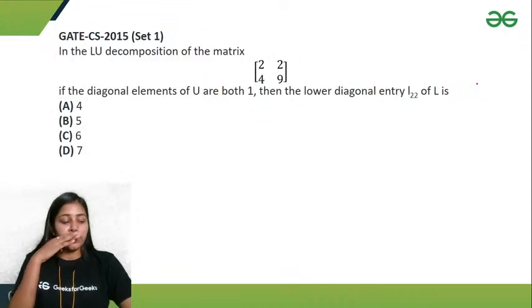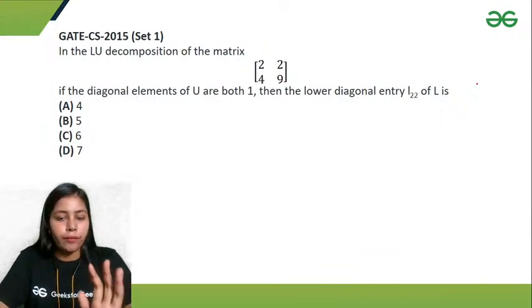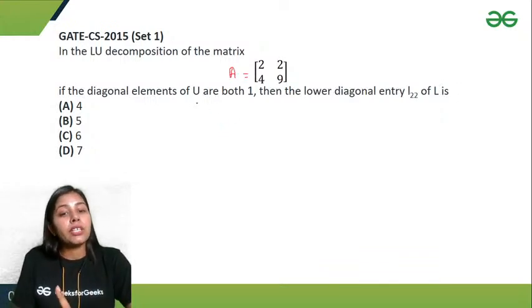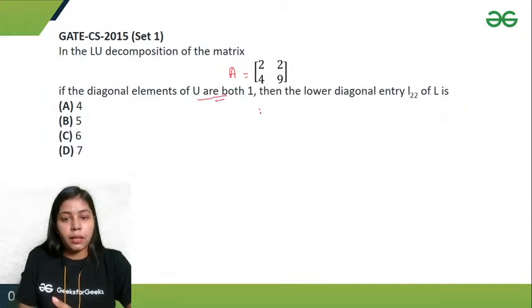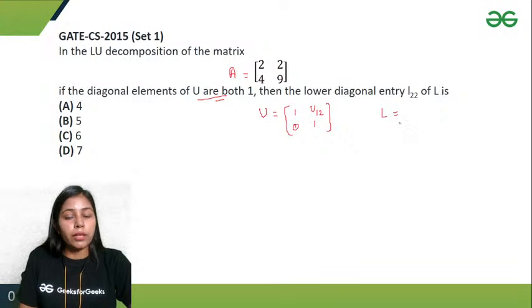We have one question from GATE CS 2015. It says: in the LU decomposition of the matrix A, which is 2 2 4 9, if the diagonal elements of U are both 1, then the lower diagonal entry L22 of L is what? That means we have the distinct element U12. If U has diagonal 1, 1, then L will be L11, 0, L12 and L22. This will be our lower triangular matrix.